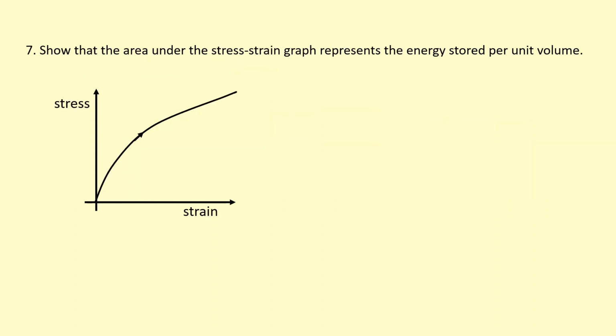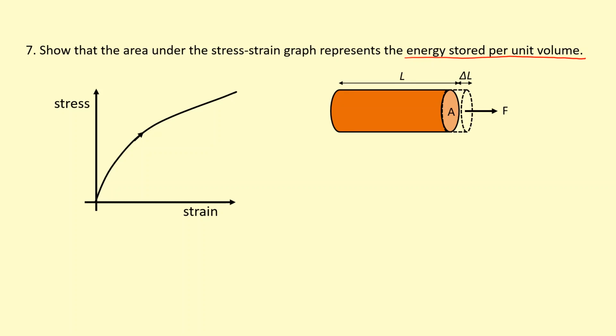Okay, slightly harder question here. Show that the area on the stress strain graph represents the energy stored per unit volume. Firstly, when you stretch a string or a wire by applying a certain force F, its change in length is delta L, its original length is L, and its cross-section area is A. To get the area on the graph, we'll have to do the y-axis times the x-axis, or normally change in x-axis. But here we can just do area on the graph is stress times strain.